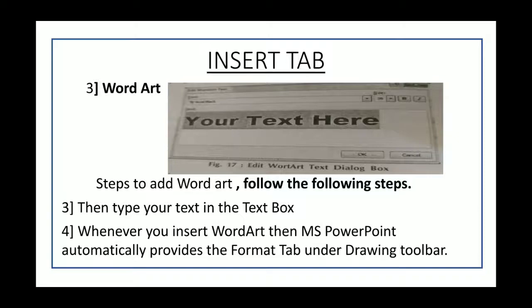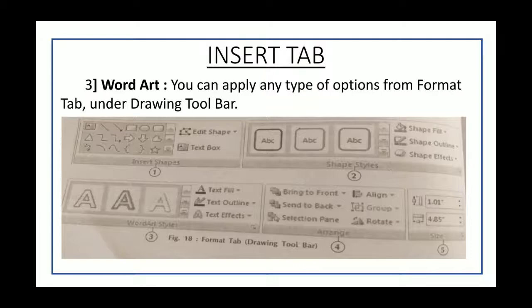Whenever you insert word art, MS PowerPoint automatically provides the Format tab under the Drawing toolbar. After typing the text, whenever you press OK, automatically it will provide you the Drawing toolbar. Here this is the Drawing toolbar which is there on MS PowerPoint. You can apply any type of options from the Format tab under the Drawing toolbar.